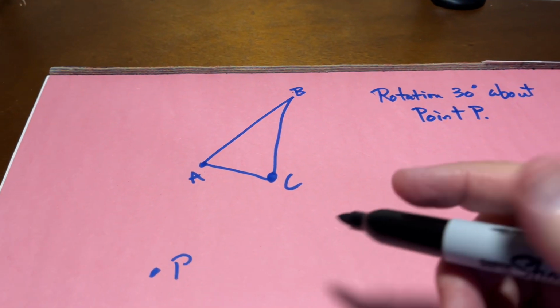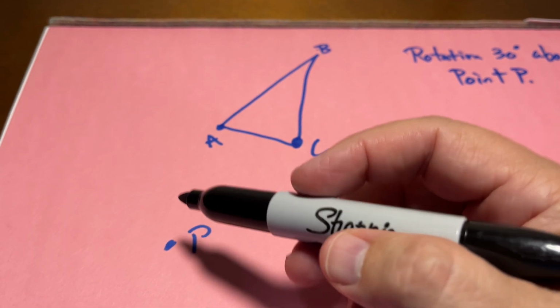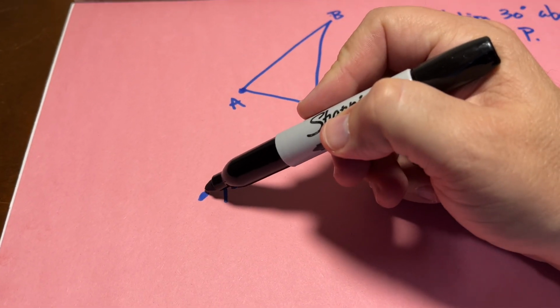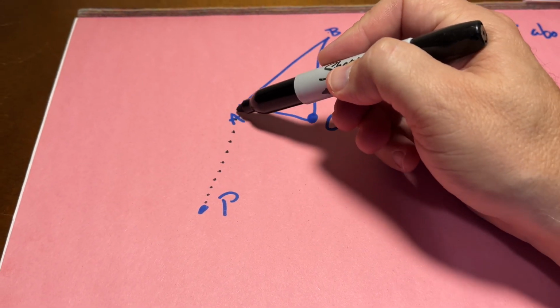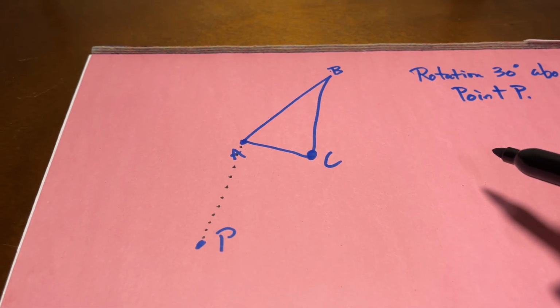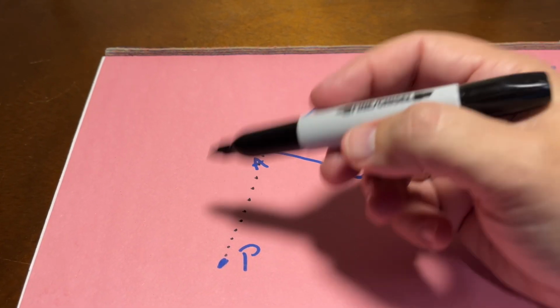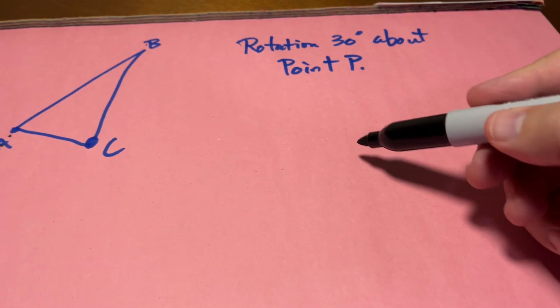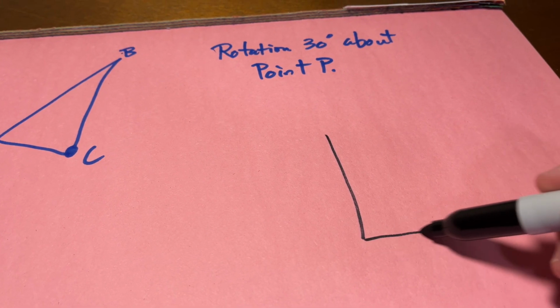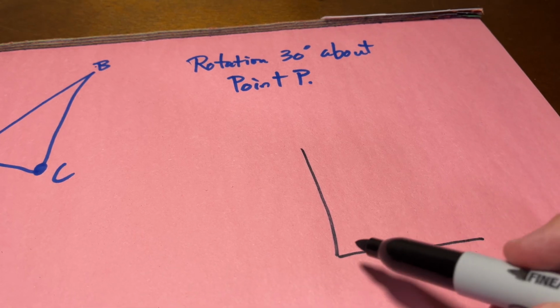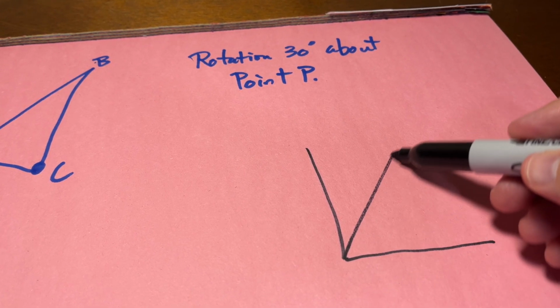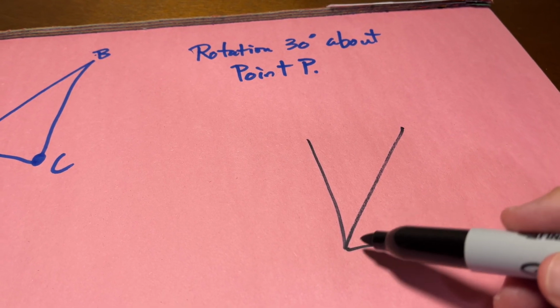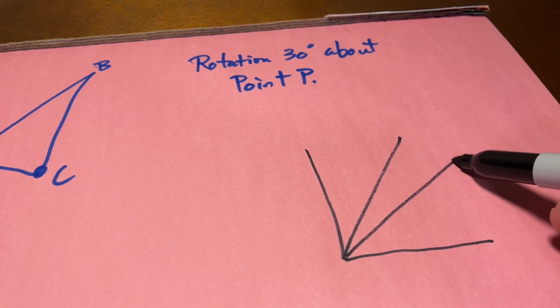All right, so what we want to do is, since it's from point P, we want to kind of think about that point right there. Draw a little dotted line to that and then approximate a 30-degree angle. Hopefully you know that, like, this is 90 degrees, and then this would be like 45 right here. Maybe this would be about 30 degrees.